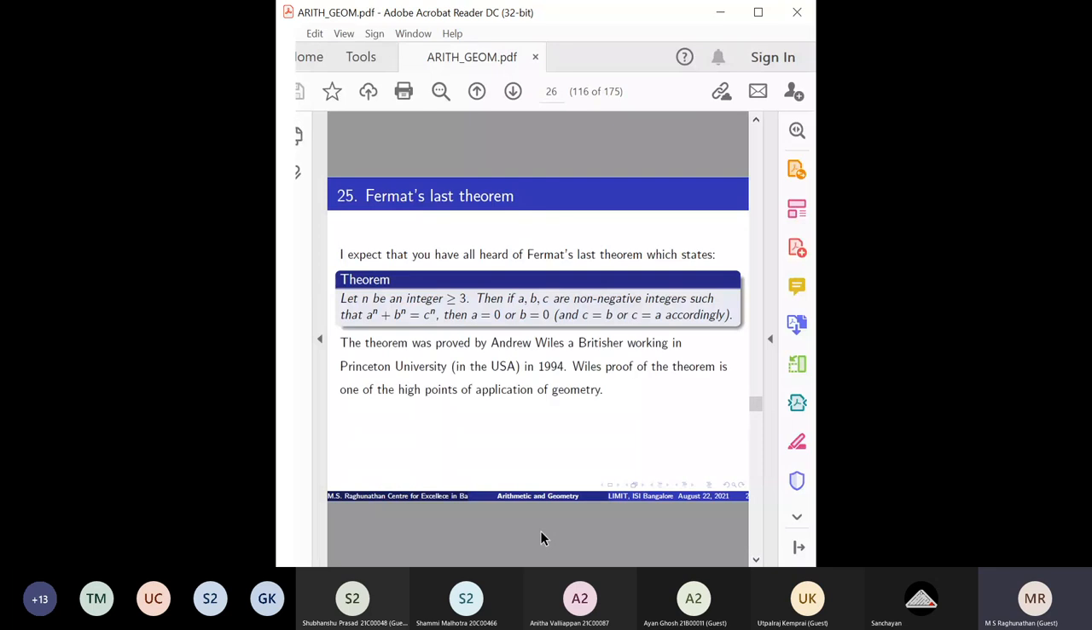The theorem was proved by Andrew Wiles, a Britisher working in Princeton University, in 1994. Wiles's proof is one of the high points of application of geometry to number theory. The geometry involved is deep and much of it developed in the 20th century. I will not be able to go into the proof, it's much too difficult. In fact, my own knowledge of the proof is rather sketchy, so I won't be able to communicate anything to you. I will now outline, however, the 350-year history of the problem that culminated in the work of Wiles.